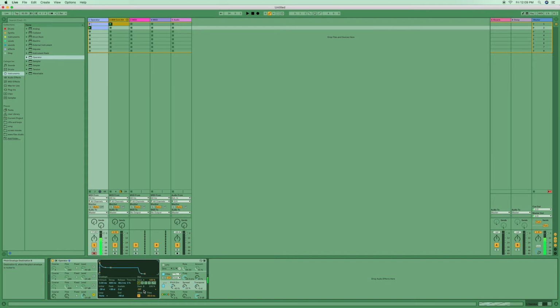Just got that very low rumble. That rumble that just kills the speakers. That's what I'm talking about right there. And that's where we're starting at for our sub bass.